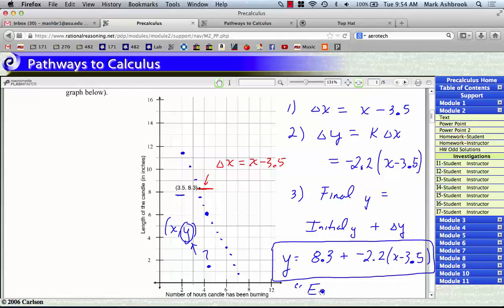So this is the equation of the line. This process of building it is what we're emphasizing, understanding what's going on as those two quantities change together. So I didn't really finish the picture there.